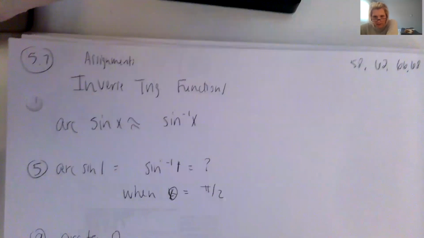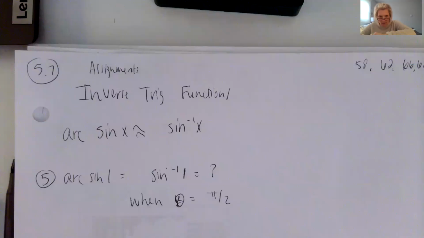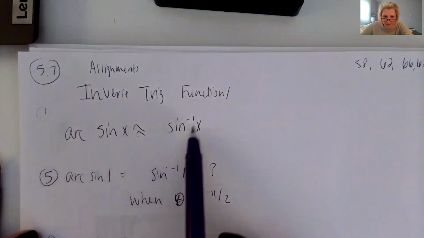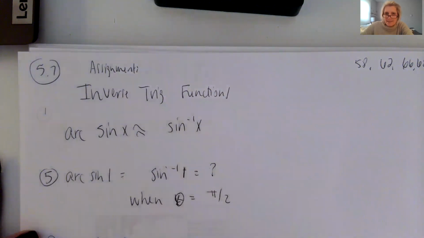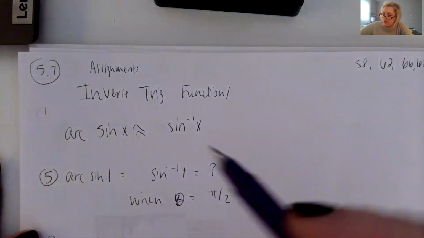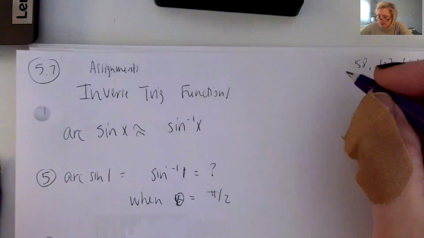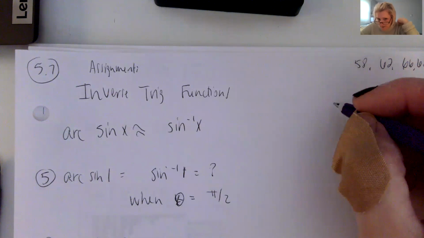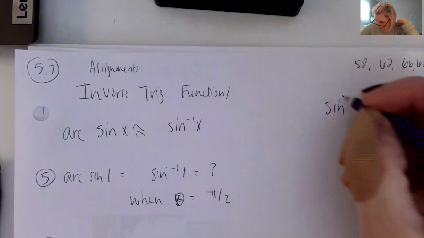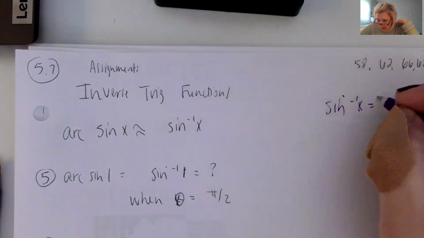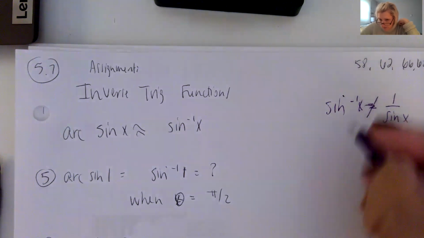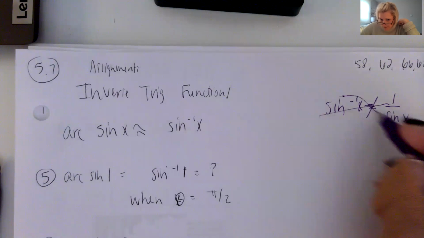So one thing is on notation here. The book is going to mainly write arc sine of x. It's the same as sine to the -1. It does not mean 1 over sine. So sine to the -1 of x does not mean 1 over sine of x. It's not the reciprocal, it's the inverse.